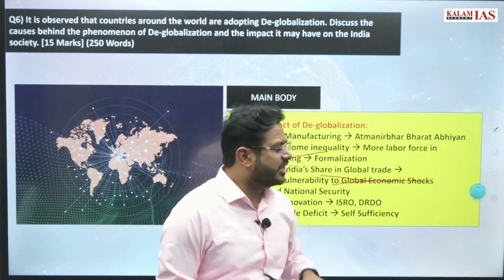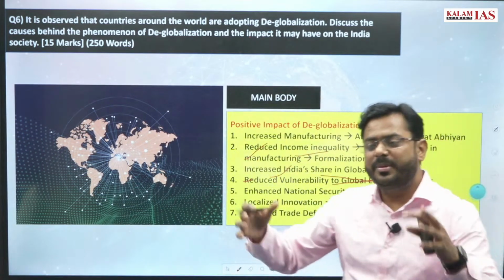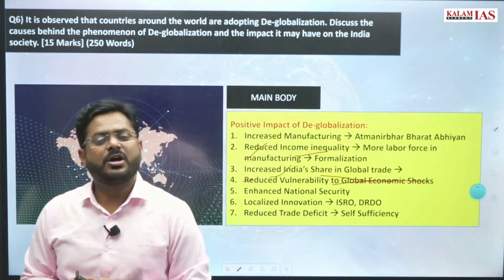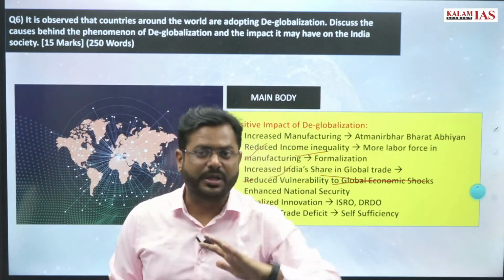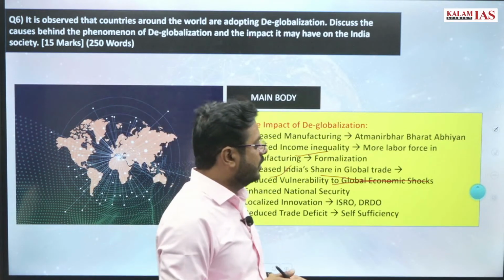Then it may reduce the trade deficit, because self-sufficiency will be there, imports will be restricted, there will be less import, right? And because of this less import, the trade deficit will be reducing, right? So these are the benefits which can happen through deglobalization.